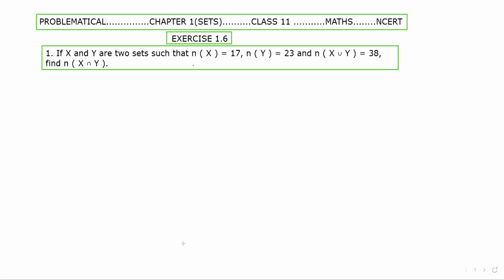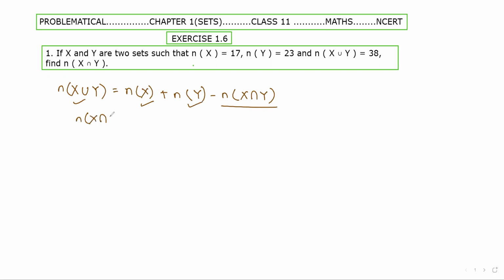Now we know the formula between X union Y and X intersection Y: the number of elements in X union Y is equal to the number of elements in X plus the number of elements in Y minus the number of elements in X intersection Y. This is what you're supposed to calculate. These three are mentioned to you. So n(X intersection Y) on the left hand side, and on the right hand side we have n(X) plus n(Y) minus n(X union Y).